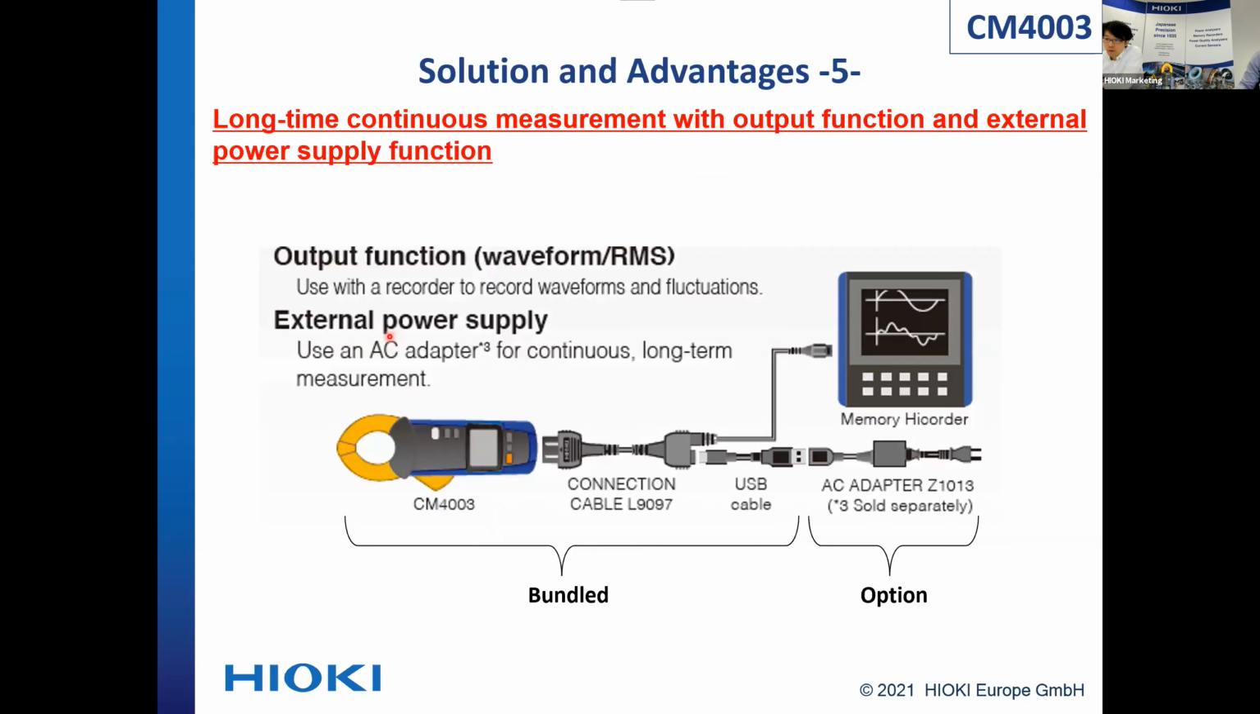So this is the last one, the advanced application. If you want to record a longer time for more detail or troubleshooting, the CM4003 with external power supply model is recommended. CM4003 has higher noise resistance than cheaper AC current sensors, so it is possible to record accurate data, waveform, and RMS value using, let's say, a memory HiCorder or another logger.